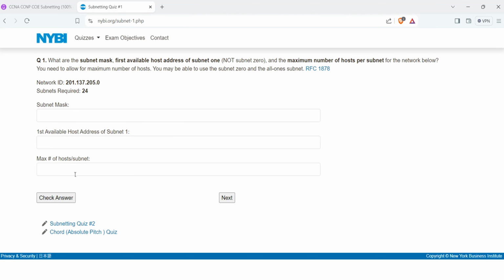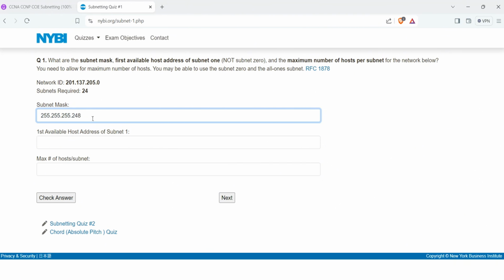Another class C. I'm looking for 24 networks. 2 to the 4 is 16. 2 to the 5 is 32. So what's the subnet mask? 255.255.255. And then I say 5 bits, right? If I say 5 bits, what are the 5 bits? 128, 64, 32, 16, 8. I add them up together, I get 248.